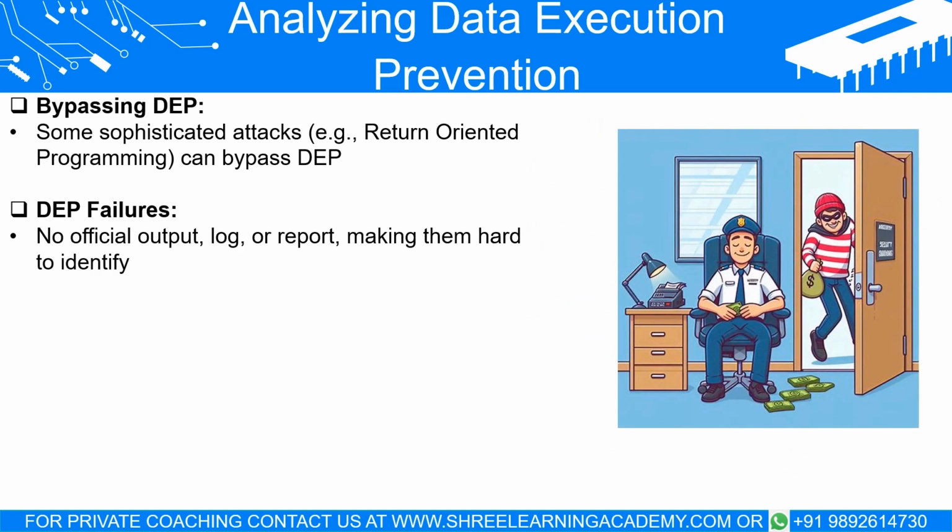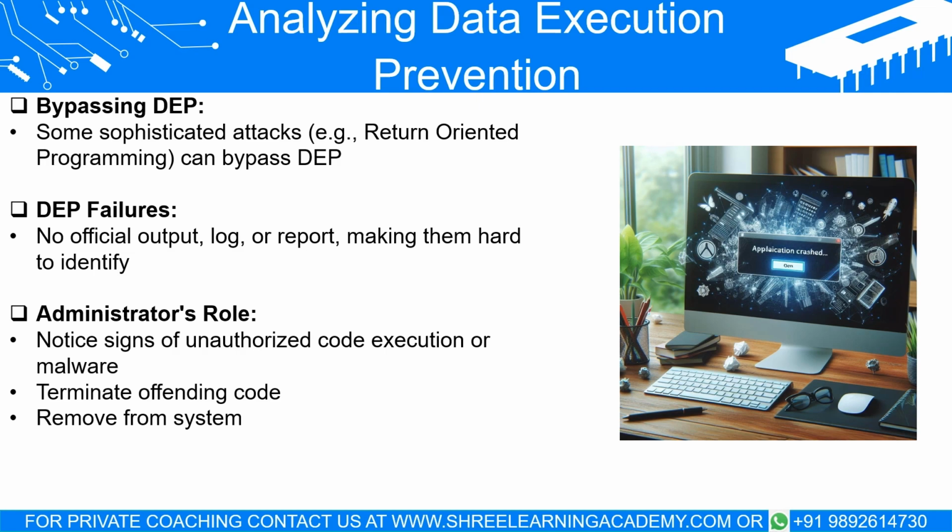The stealthy nature of DEP failure. DEP failures, or situations when DEP fails to prevent unauthorized code execution, can be hard to identify. The reason is that these violations may not have an official output, log, or report. While some security solutions may record memory abuse attempt logs, not all of them document specific DEP violations. This stealthy nature of DEP failure makes it harder to diagnose the problem, making it a silent threat that could go unnoticed for a long period. It's akin to a security breach happening right under the nose of a security guard with no alarm system in place to alert them.